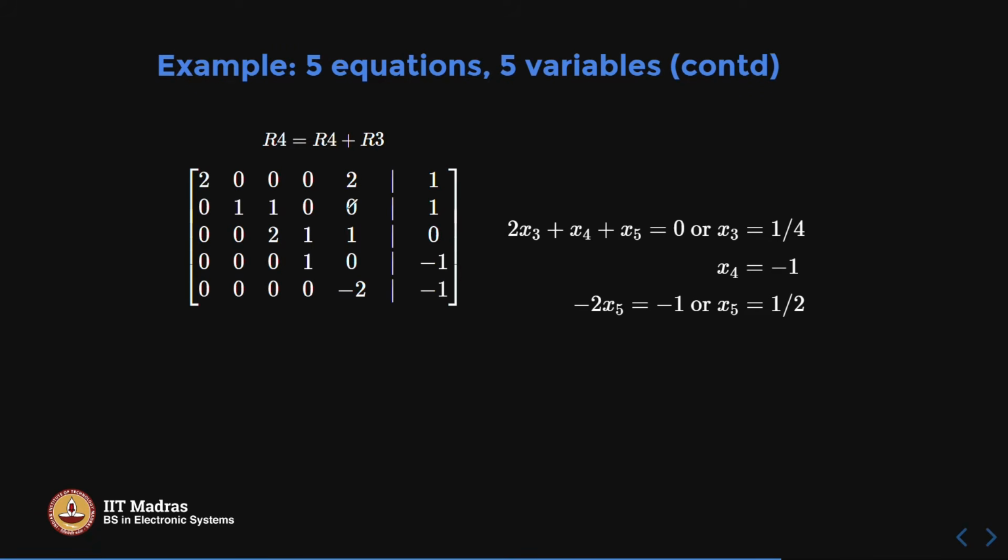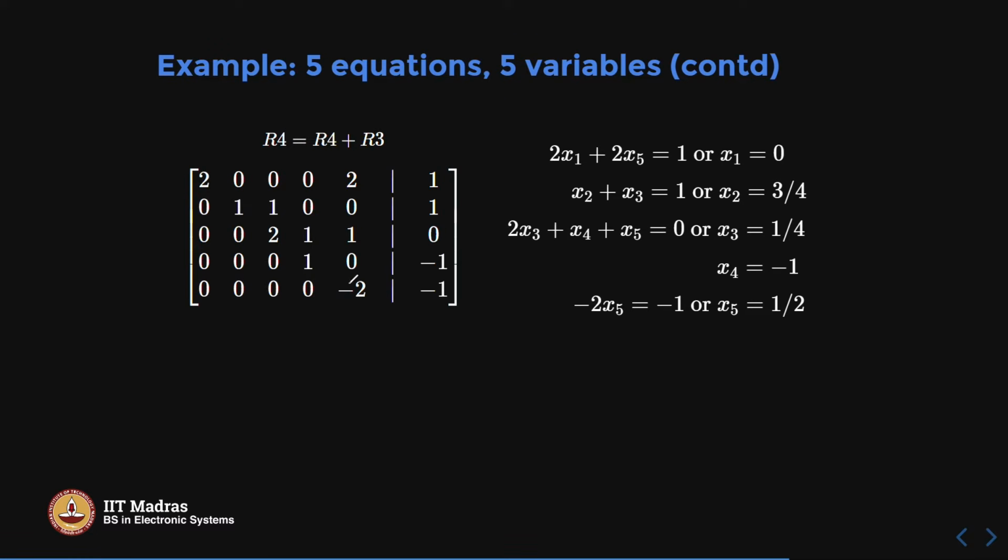Then I go to the next equation. Okay, that is this one. It says x2 plus x3 equals 1. Then I use x3 from here. You see that x3 is 1 by 4, so x2 is 1 minus 1 by 4, that's 3 by 4. Then finally I go to the first equation, and that is just 2x1 plus 2x5 equals 1. You use x5 equals half from here, this cancels, and you get x1 equals 0. So there you go, that's the answer. x1 to x5 I have solved, and I've got a unique solution.